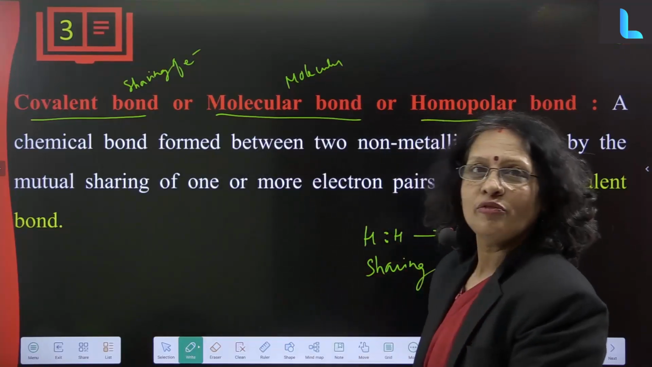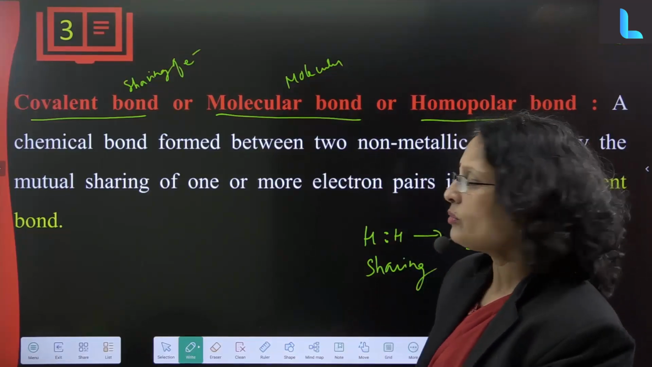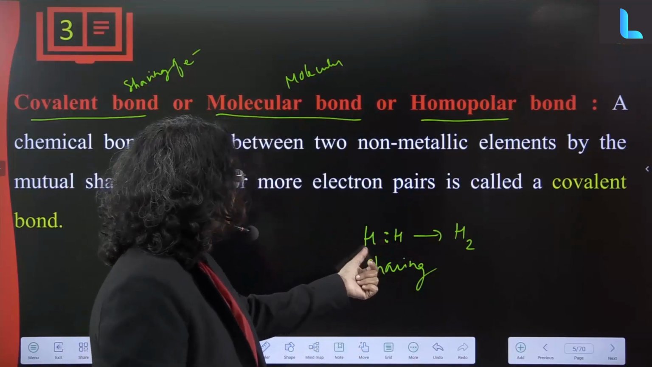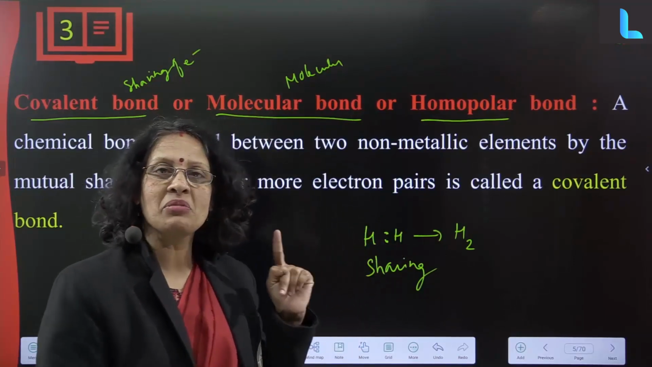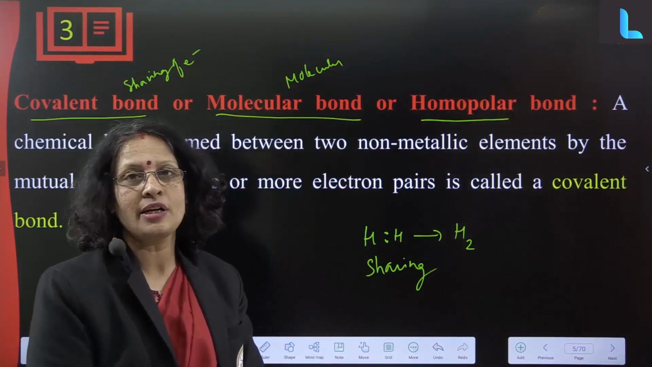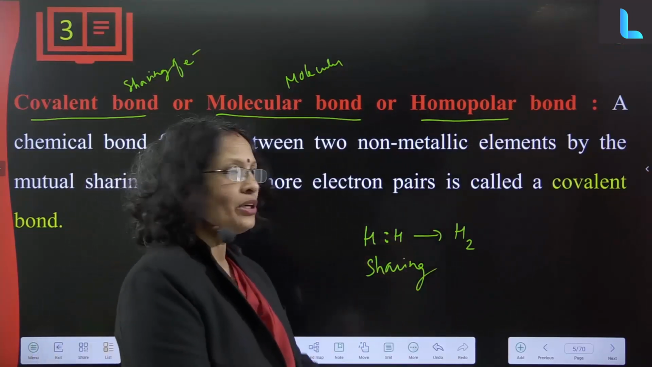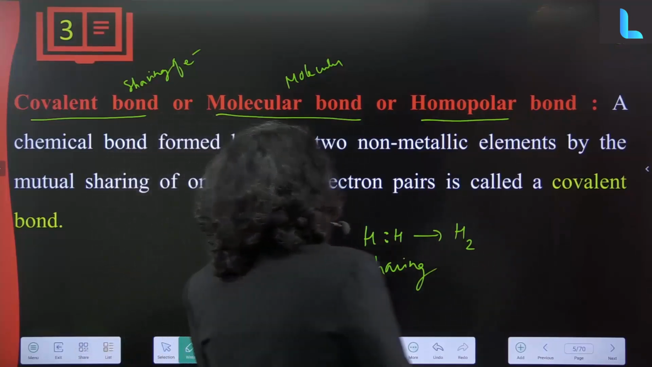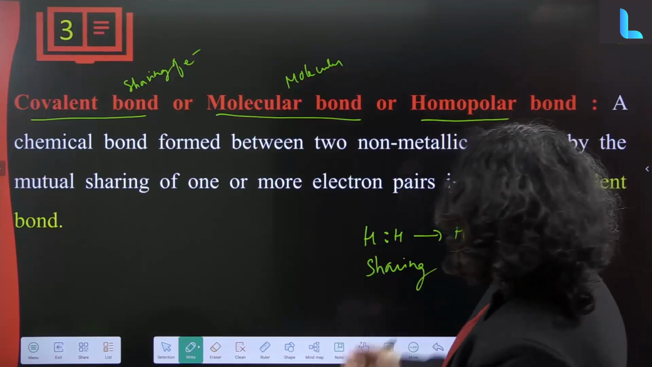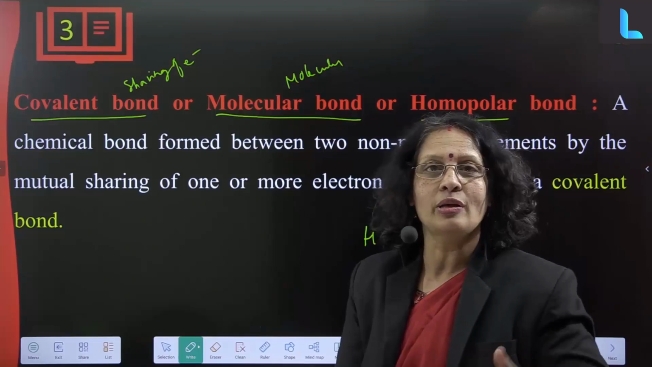Homopolar bond means when the polarity is the same, when the electronegativity value is the same, the bond formed is called homopolar. For example, H and H. The atomic number of hydrogen is 1, so each has 1 electron. To complete the duplet, which means attaining the nearest noble gas helium's configuration, they share electrons, one pair in total. If 1 pair is shared, a single bond is obtained, 2 pairs is a double bond, 3 pairs a triple bond, and so on.